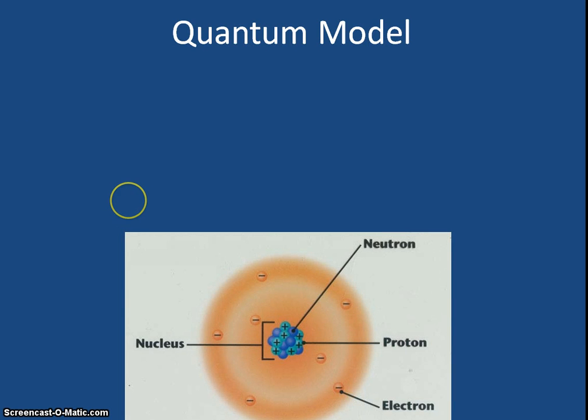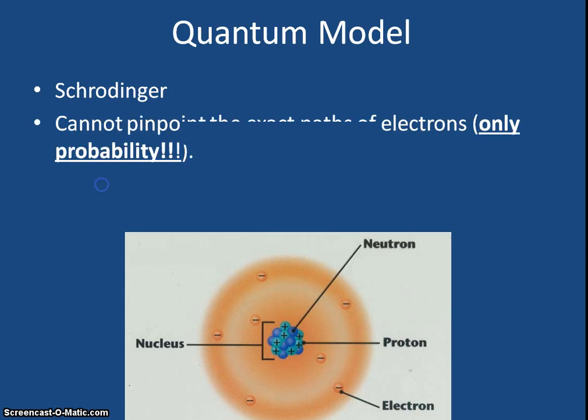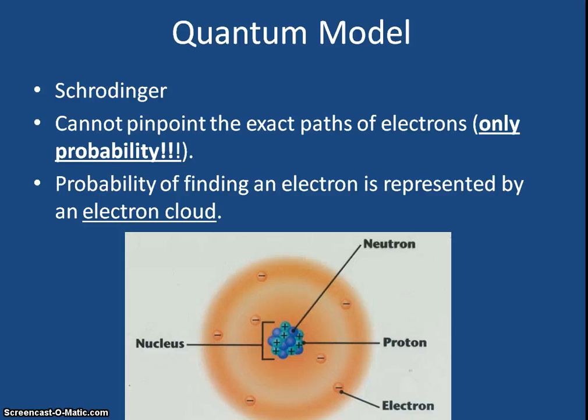And the last thing for today is about the quantum model. So Schrödinger is the one that came up with this. It's very similar to the Bohr one. The difference is that we cannot pinpoint the exact path of an electron. We only know the probability. And notice that the word probability is in bold with exclamation points. That means it's important. So because we only know the probability, we get shaded regions instead of exact circles. So the whole atom ends up looking like an electron cloud.